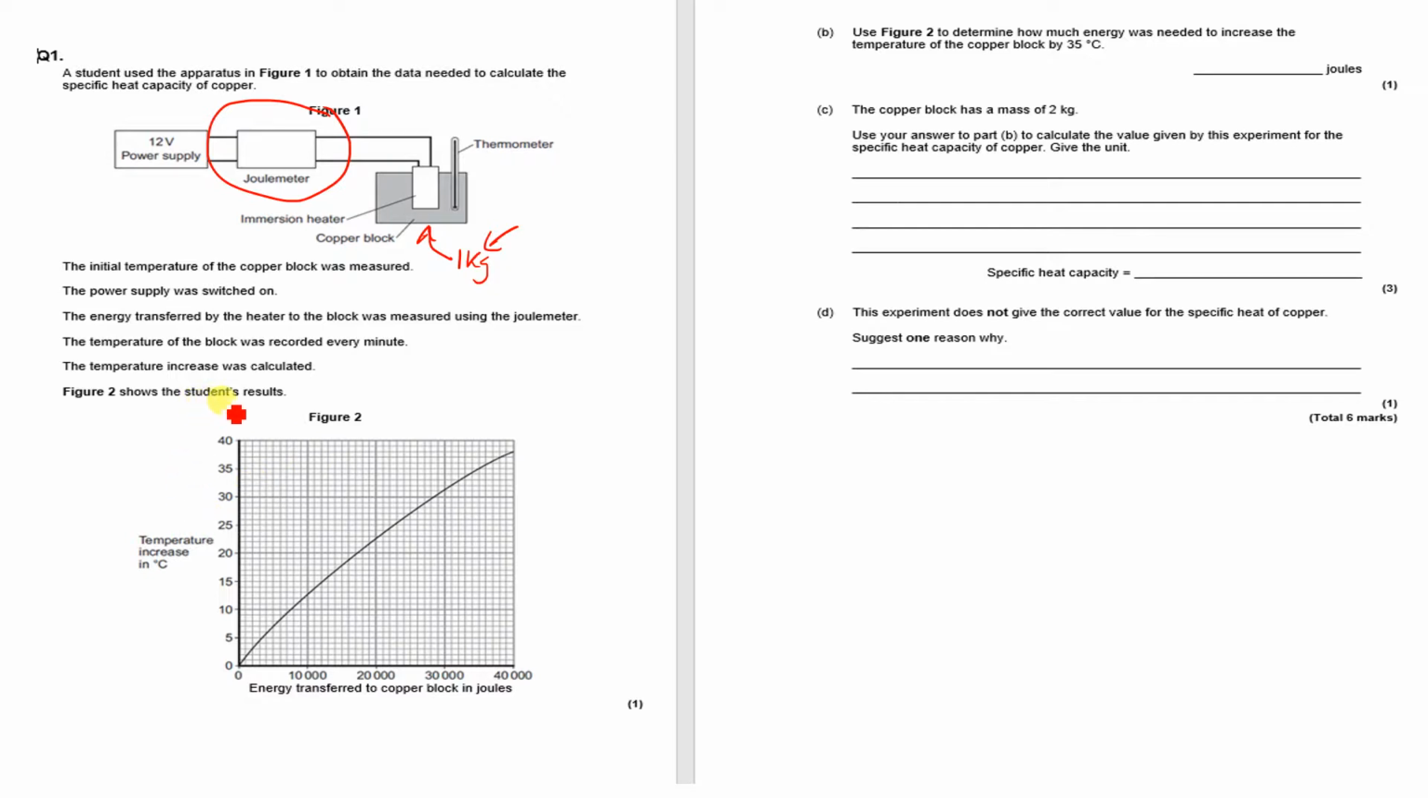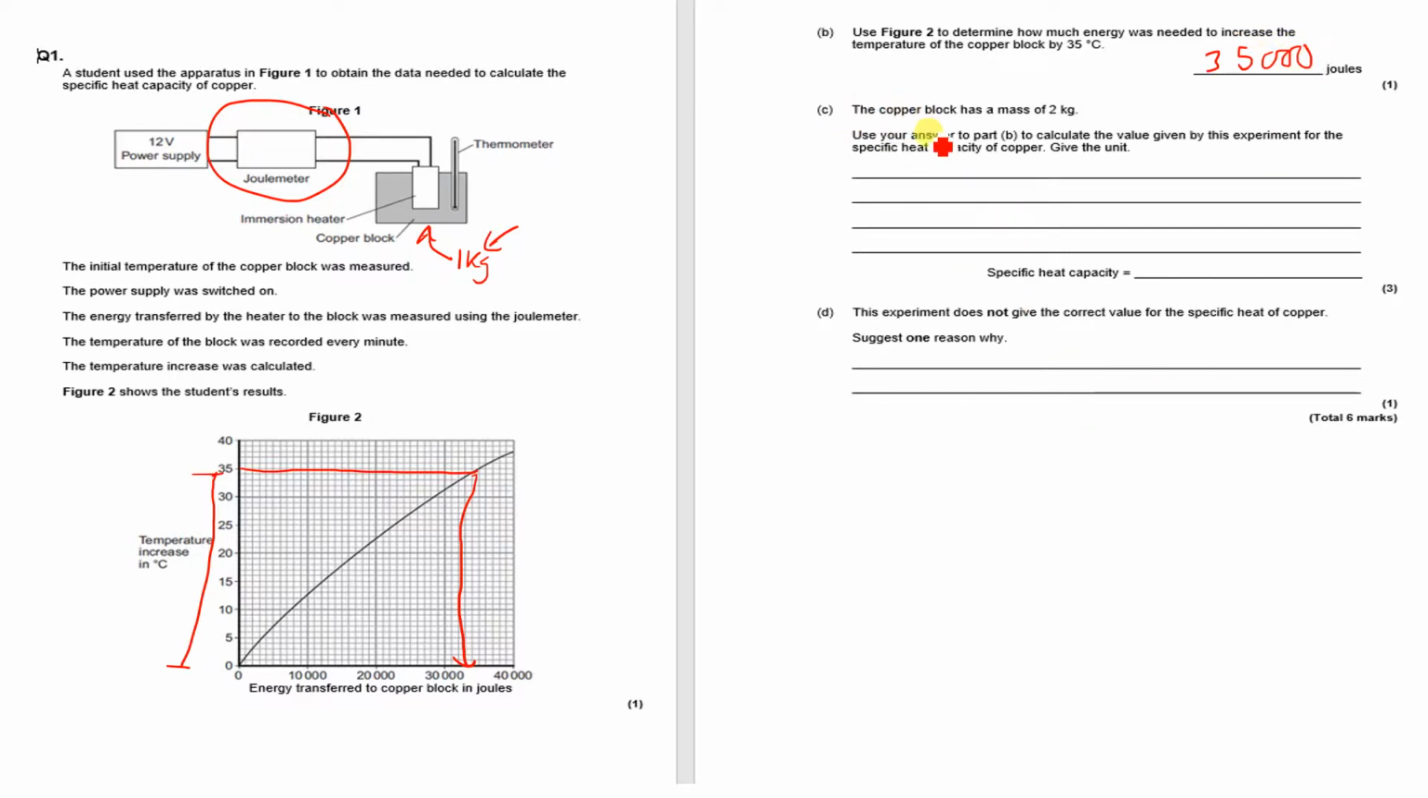Now the first question is asking, the initial temperature of the copper block was measured, the power supply was switched on, the energy transferred by the heater was measured using the joule meter, and the temperature of the block was measured every minute. The temperature increase was calculated, and figure 2 shows the student's results. So it's asking us, use figure 2 to determine how much energy was needed to increase the temperature of the copper block by 35 degrees C. So if we start off at 0, going all the way up to 35 degrees C, we then move a line across here and then plot that down to an accurate point, which would be 35,000 joules. So obviously on your exam you need to do that accurately with a sharp pencil and a ruler.